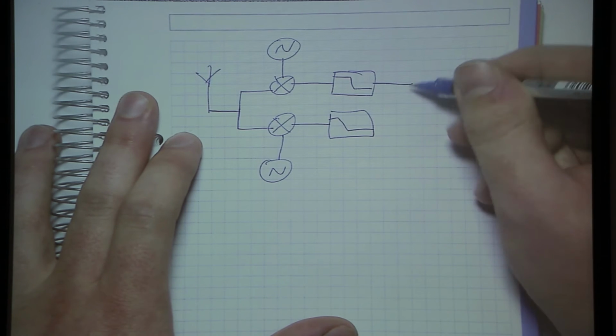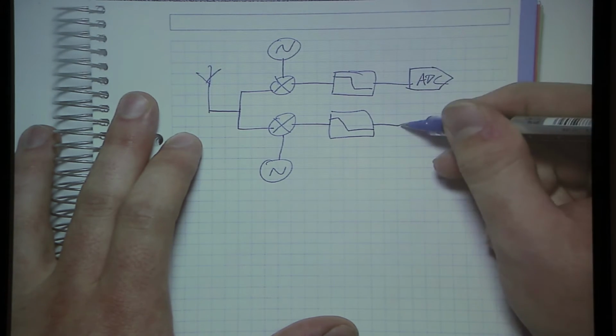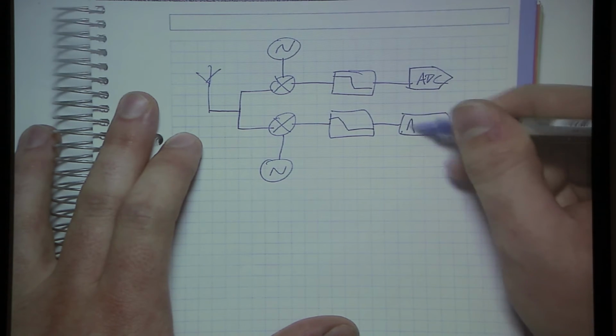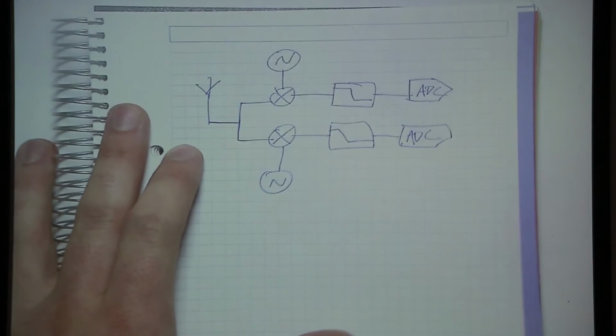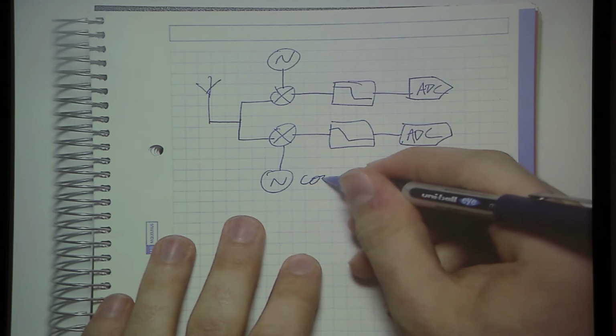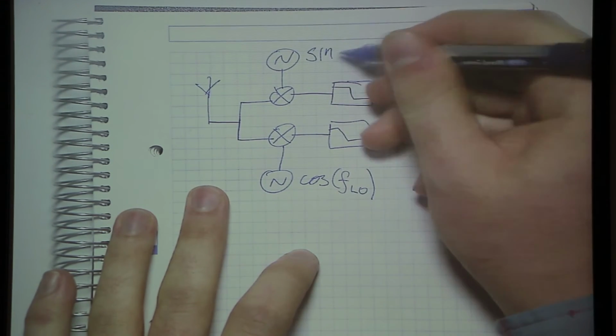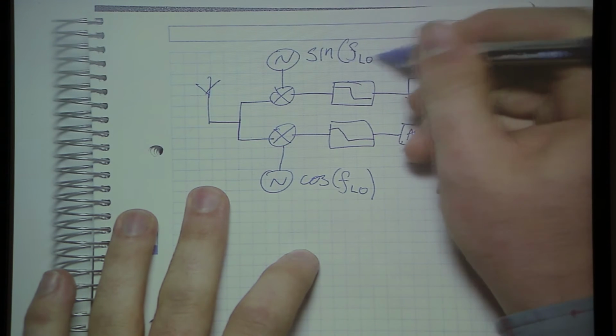And now we need two ADCs. And we send two sets of numbers to the computer. And now the computer can do its digital signal processing. So this is what's actually inside most software-defined radios. We'll call this one cos FLO, and we can call this one sine FLO.